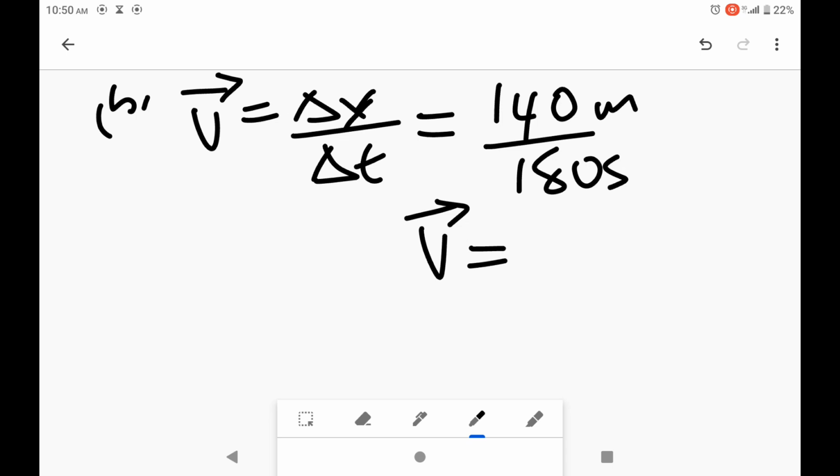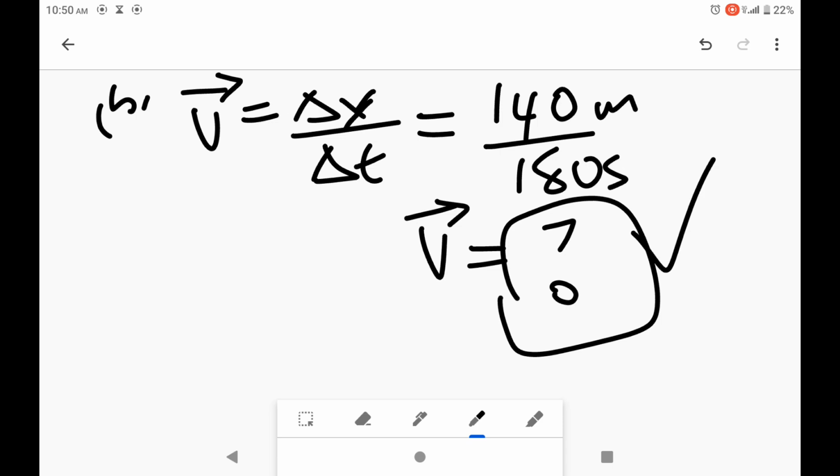How much do you get? Please calculate that and find the answer, because I don't have a calculator nearby. So this is the answer in meters per second. And then you get your 3 marks.